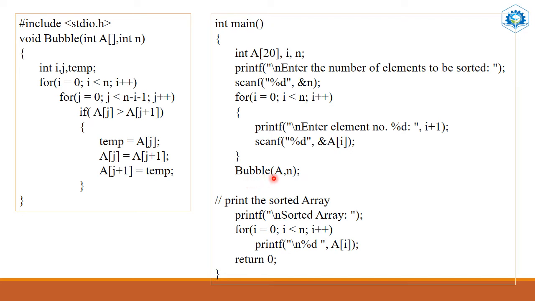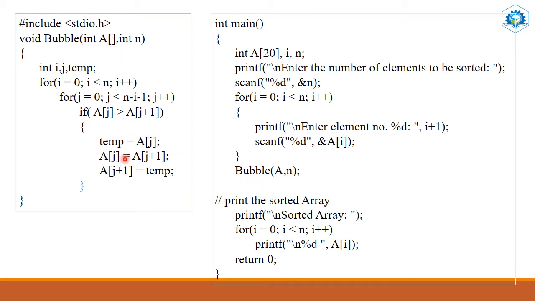Now we are calling the function bubble(a, n). The bubble function is not returning anything, therefore we are just calling it, and the function call happens here. Let us explain what the function bubble is: void bubble(int a[], int n), and inside the function we have written the code for bubble sort. This is the code for sorting the elements of the array using the bubble sort method. Here also you can see the address of the array is passed.